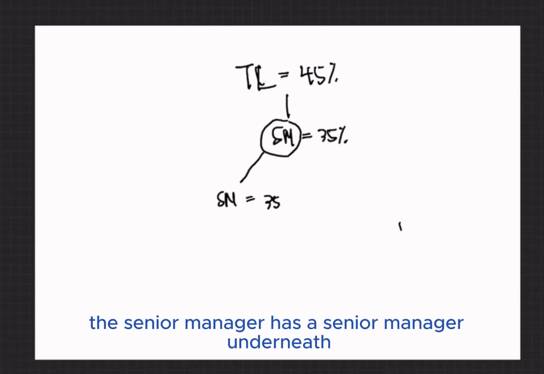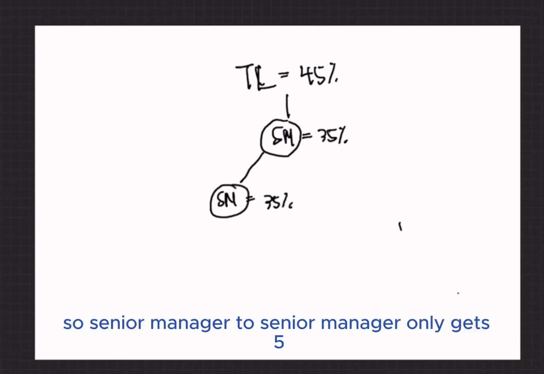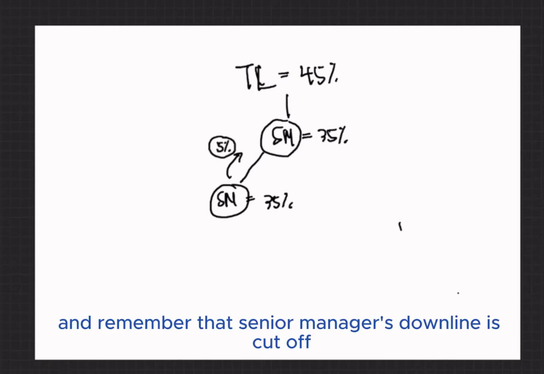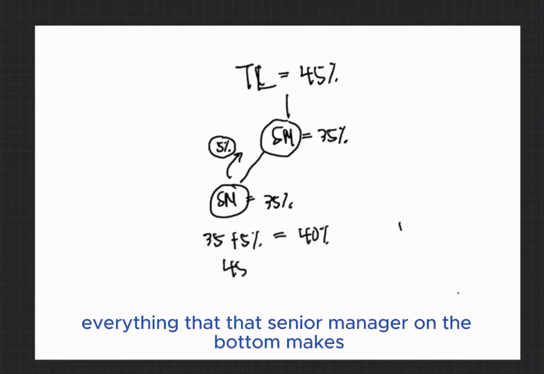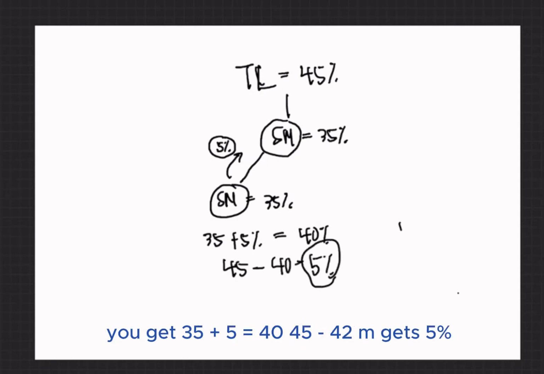If the senior manager has a senior manager underneath, they're equal rank, right? So senior manager to senior manager only gets 5. And remember, that senior manager's downline is cut off. So that team leader, everything that senior manager on the bottom makes, you get 35 plus 5 equals 40. 45 minus 40, team leader gets 5%.